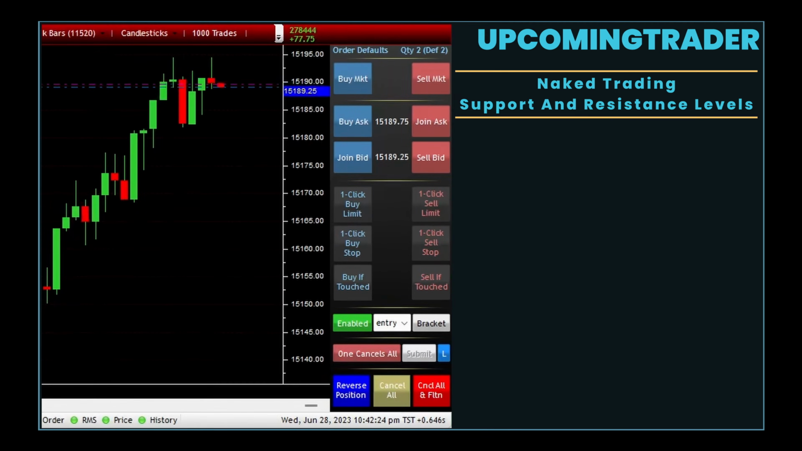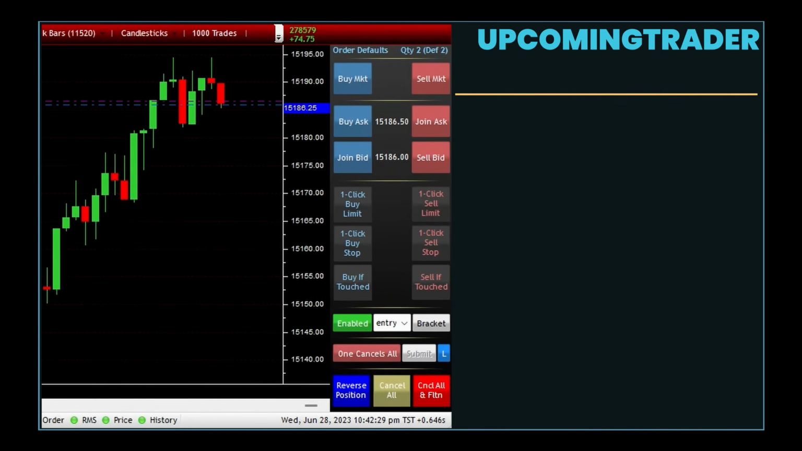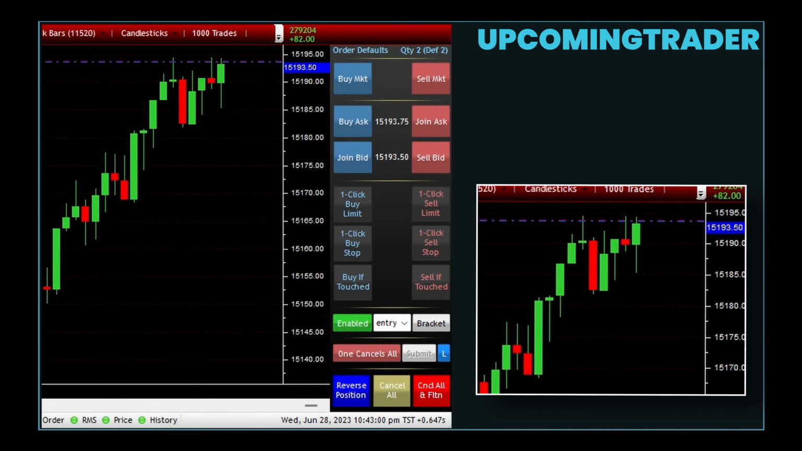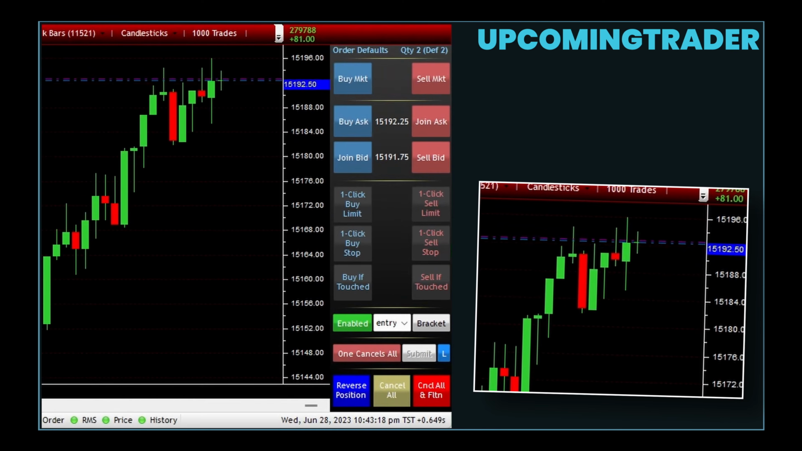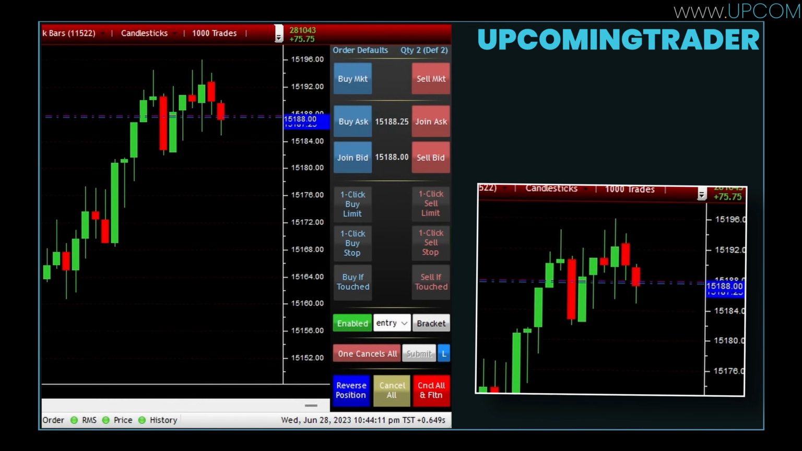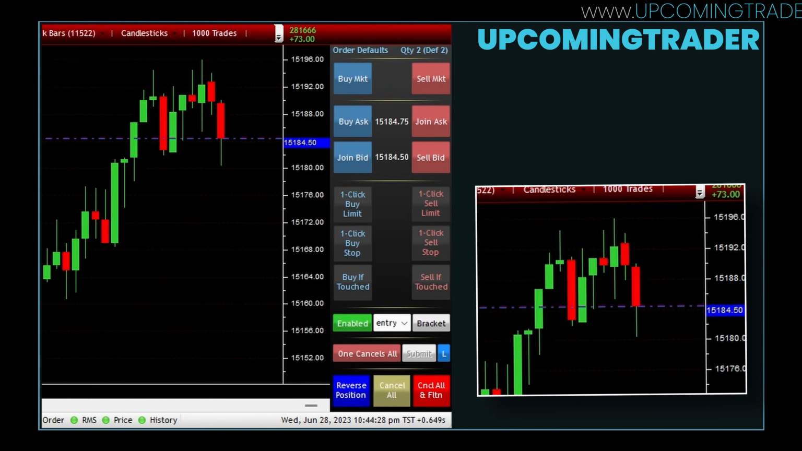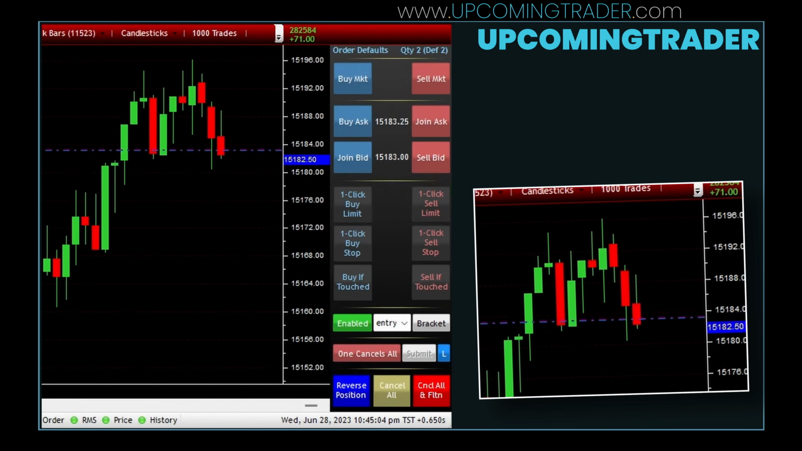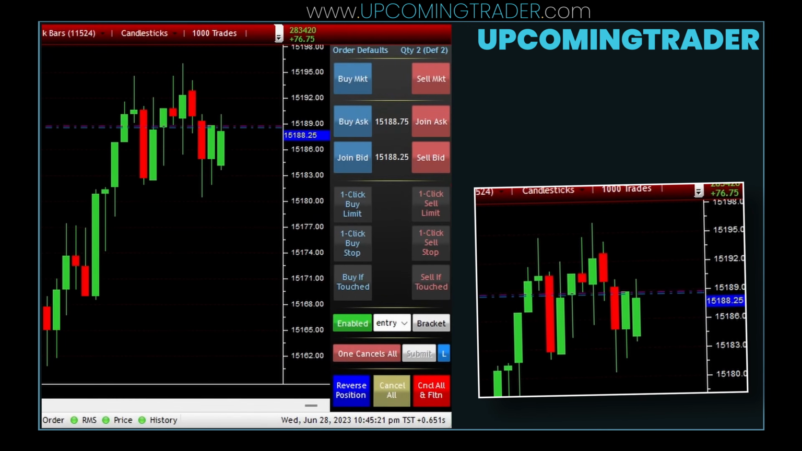Let's talk about support and resistance levels. Again, in naked trading, naked traders also pay close attention to the support and resistance levels. Support is the price level at which demand is strong enough to prevent the price from falling further, whereas resistance is the level where selling is strong enough to prevent the price from rising further.